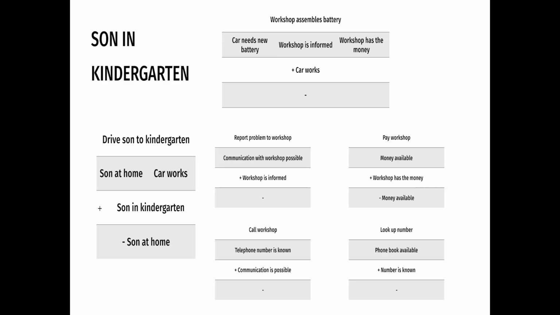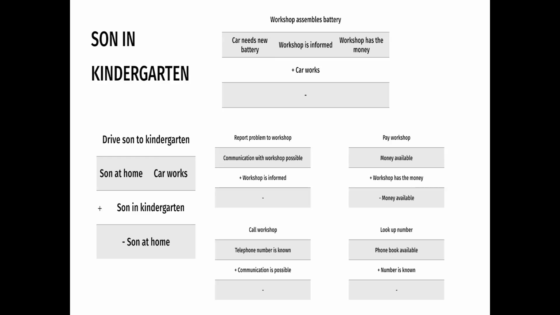This results in a kind of domino effect. Because the telephone number is now known, the operator call workshop can add the state communication with workshop possible to the currently valid state set. The same applies to the operator reports from workshop about the problem. Since the state communication with workshop is now possible, the state workshop knows about the problem can be added to the state set. Now the operator workshop mounted battery has to fulfill the condition workshop knows about the problem.